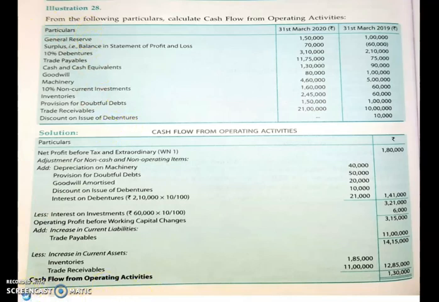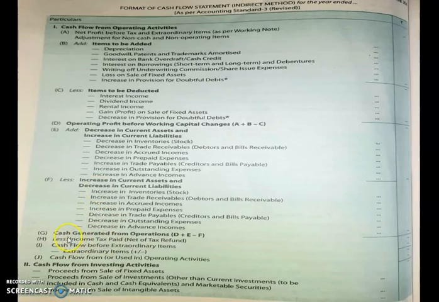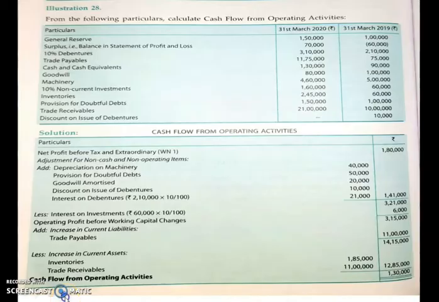Now if you move to the format, you can see there is cash generated from operating activity, and income tax. These items are not given in this question. Income tax is not given, so we can stop our working here itself. So the final answer we receive is the cash flow from operating activity, and that is 1,30,000. Okay, so this is how you have to do the problem related to cash flow from operating activity.